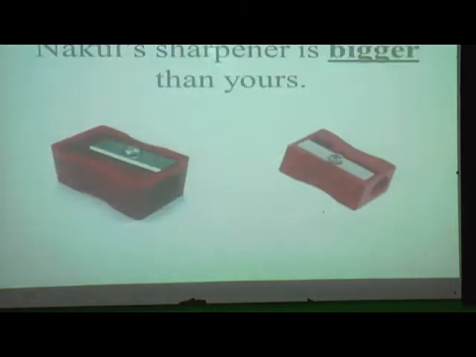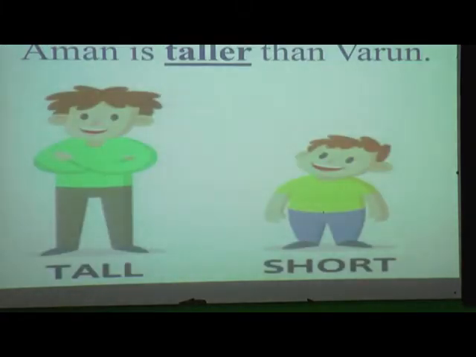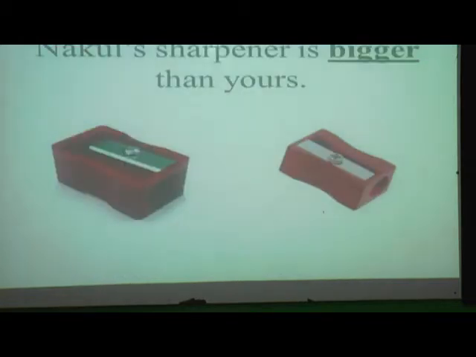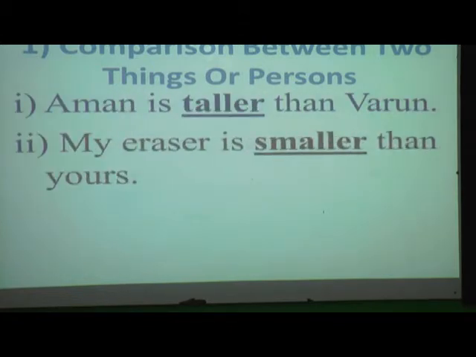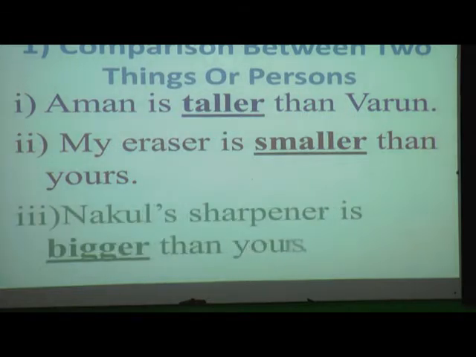Three examples I have taught you. Aman is taller than Varun. Here two persons are compared. Here sharpeners are compared, and here erasers are compared. So, comparison between two things or persons. Aman is taller than Varun, my eraser is smaller than yours, and Nakul's sharpener is bigger than yours. Can you see which words I have underlined? Yes, taller, smaller and bigger. And in all these three words, which letters are similar? Yes, er is similar, meaning we have added er to the original form of the adjective.